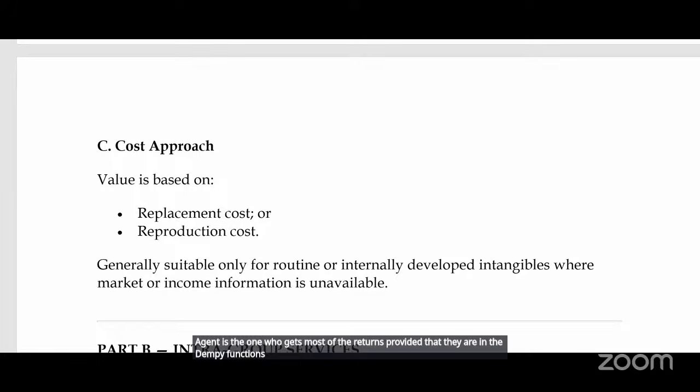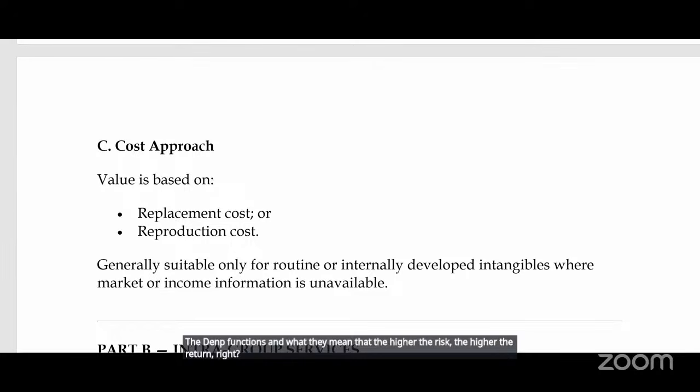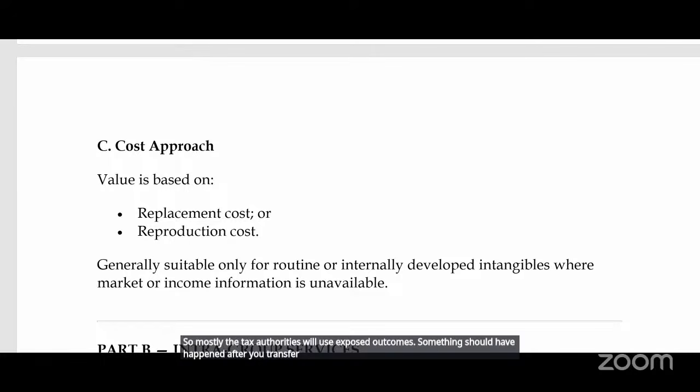And we were also saying that intangible assets are of two types, trade and marketing intangibles, and other commercial intangibles. Then we went forward to talk about what the DEMPI functions are and what they mean. The higher the risk, the higher the return. Then we also said that intangible assets are hard to value. At the time you're transferring, you are uncertain about the cash flows, and something like that never existed in the system. So mostly the tax authorities will use ex post outcomes. Something should have happened after you transferred it for them to know how to value it.